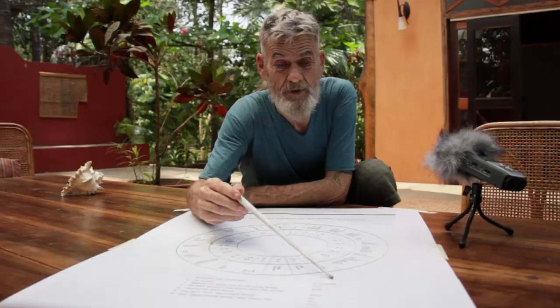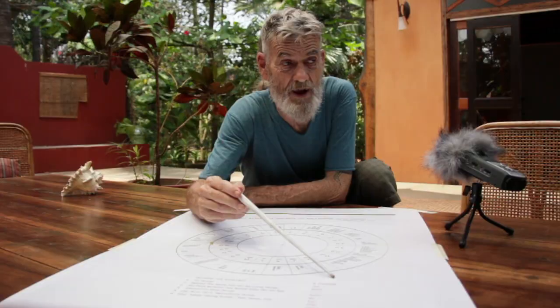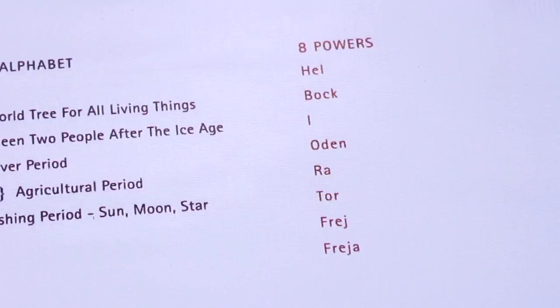Before we had religion on the planet, the people lived according to mythology. Myth is a story, and logi means logic, so it's a story with logic. And these eight powers, they go like this.